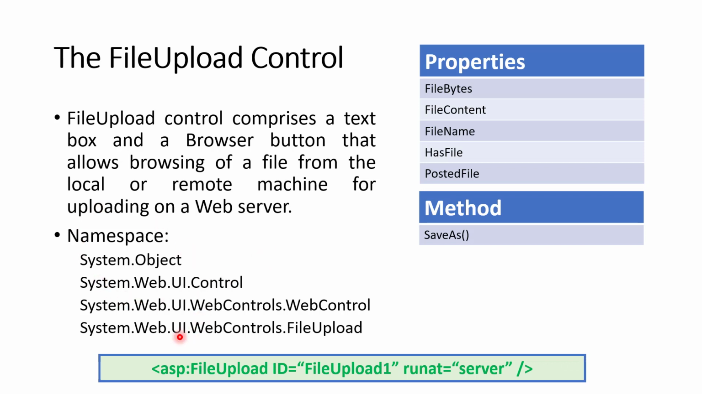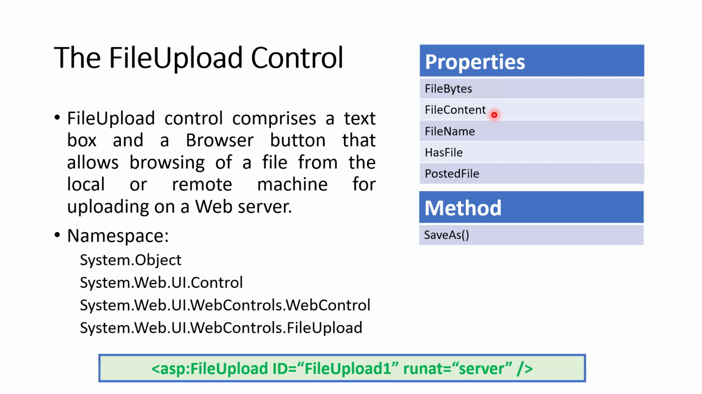The namespace hierarchy for the FileUpload control is System.Object, next is System.Web.UI.Control, next is System.Web.UI.WebControls.WebControl, and System.Web.UI.WebControls.FileUpload. Now we'll discuss different properties of FileUpload controls. Among that, first one is FileBytes. It is used to obtain an array of bytes in a file that is specified by using the FileUpload control. Next is FileContent.